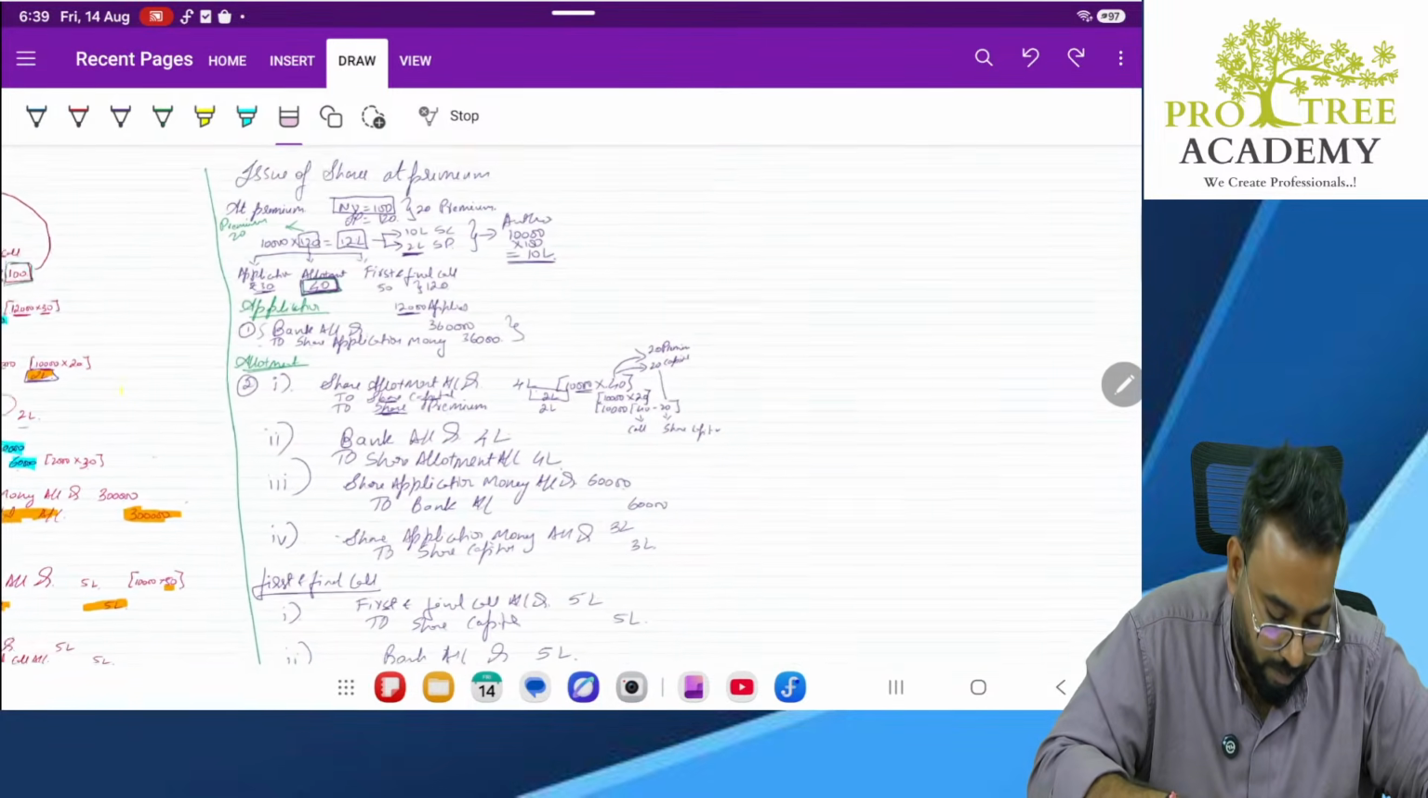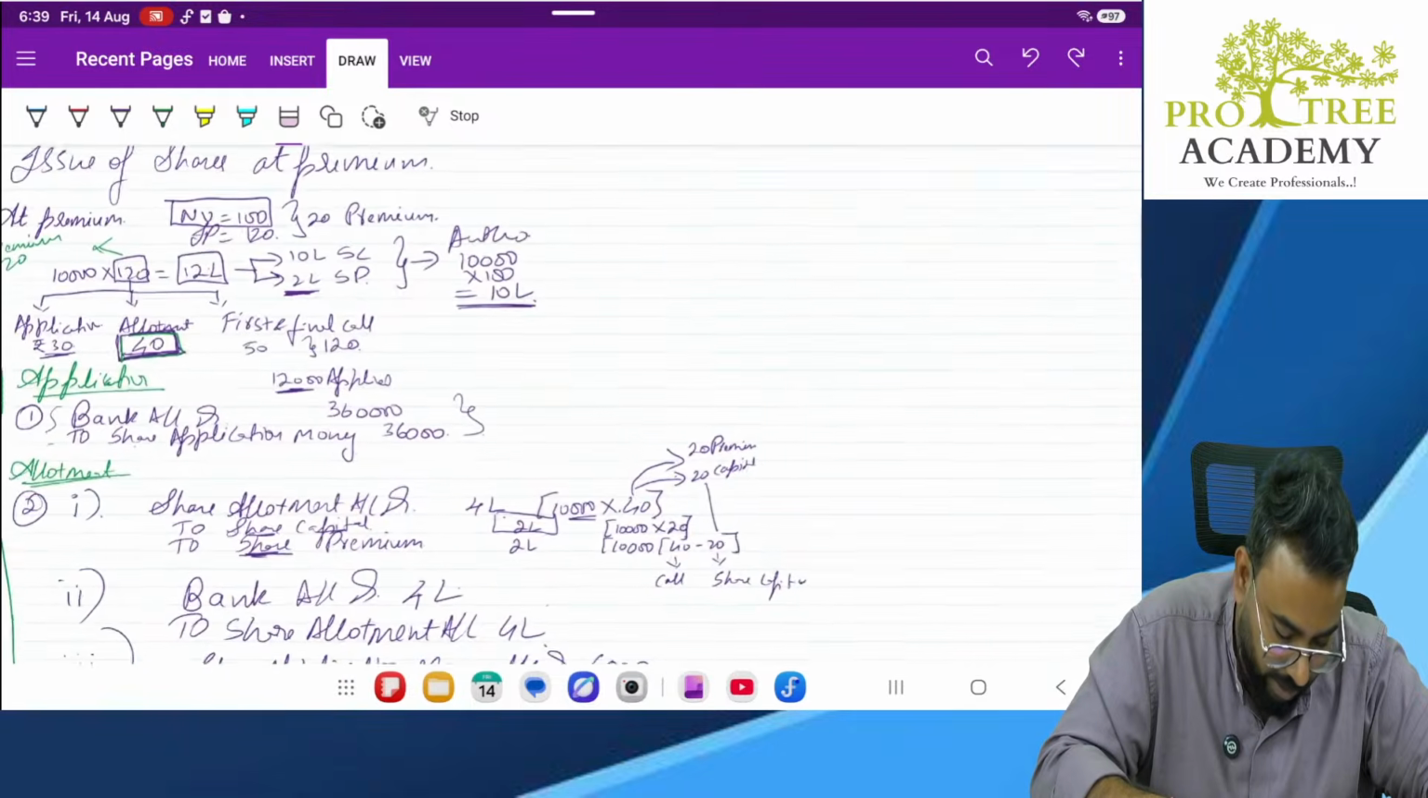Please note it down, or you can take a screenshot quickly.